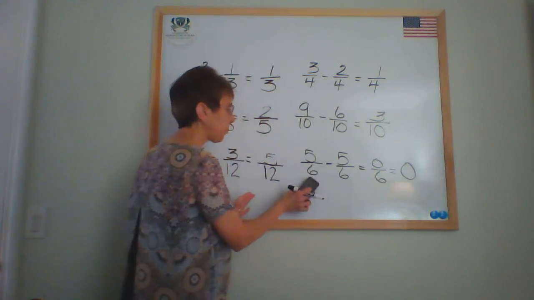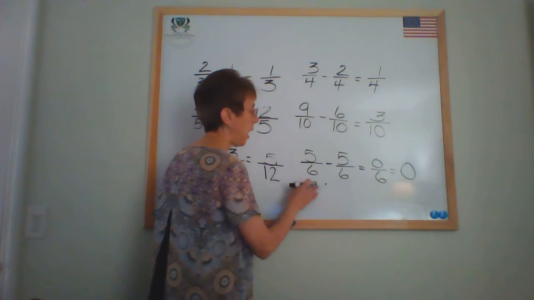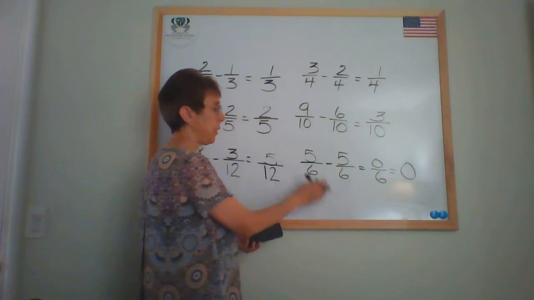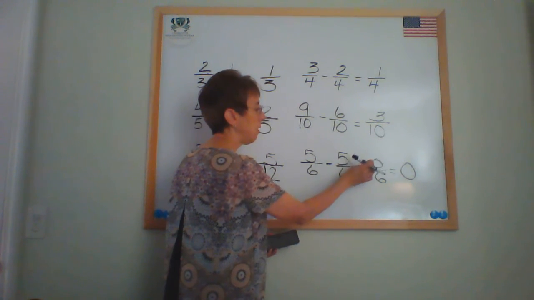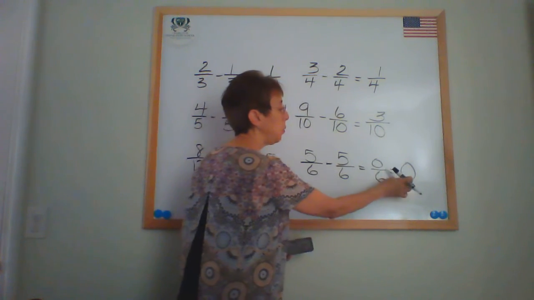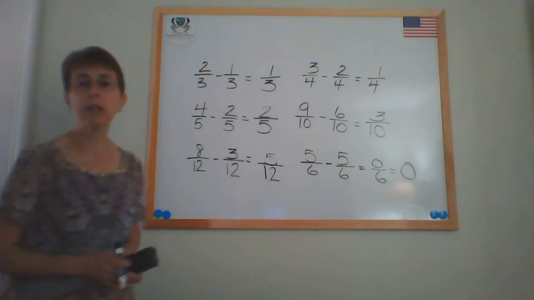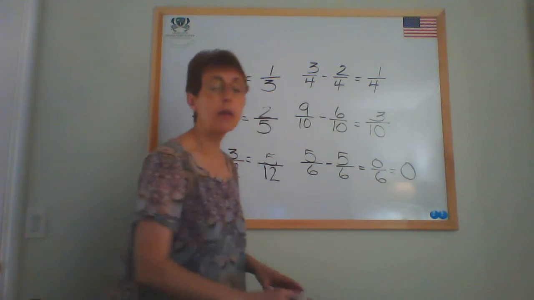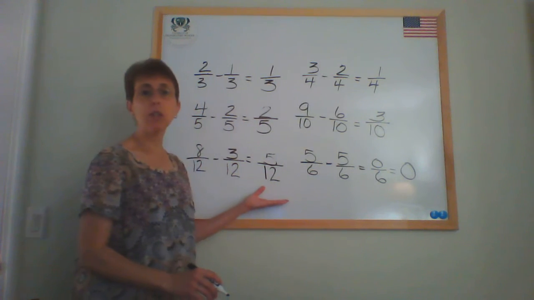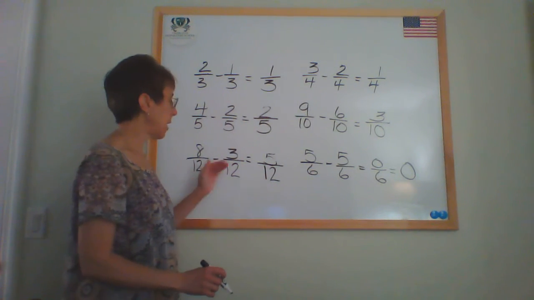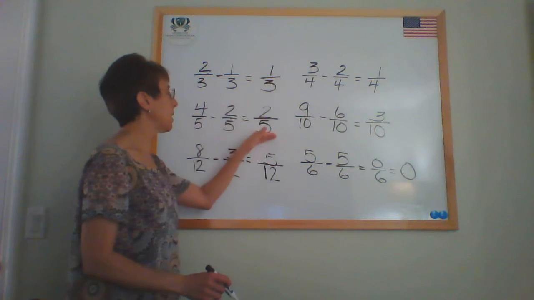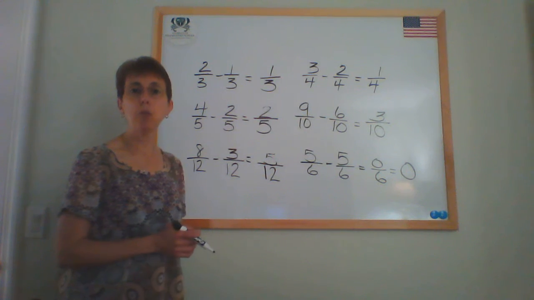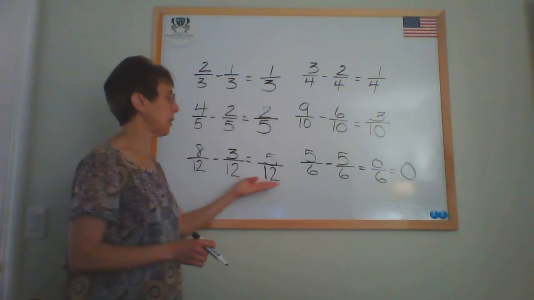Okay, so if you did go through this and you said, okay, well, I always write my denominator first, and then I'm doing my subtracting of my numerators, 5 minus 5 equals 0, and you ended up with 0/6, you would need to write it just simply as 0 because 0/6 is just 0. Okay, so again, whether you are adding or subtracting fractions with like denominators, your denominator stays the same, and you're doing either the subtracting or the addition of the numerators only. The denominator will simply stay the same.